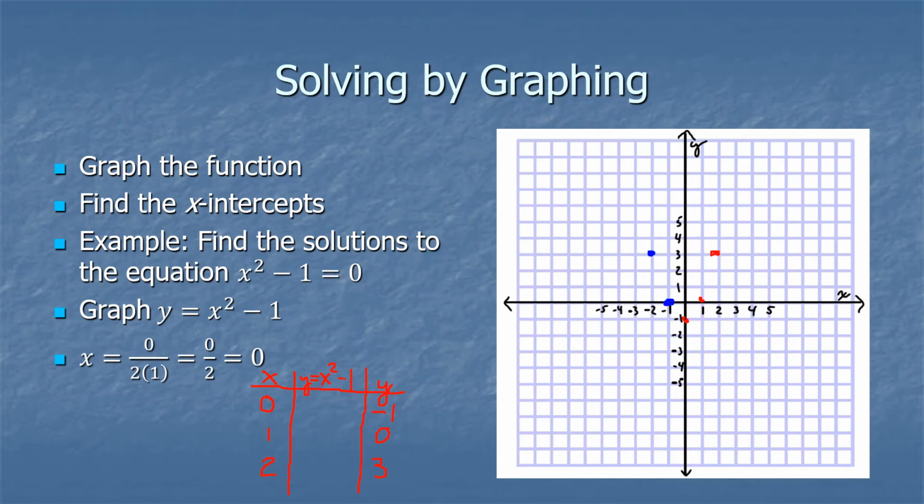At this point, I'll connect my dots in a curved fashion, parabola fashion. Put arrowheads on the end, label my function, and now try to find my roots. The roots, again, are where the graph crosses the x-axis. We have one here, and we have one here. So therefore, the answer to this equation is x equals negative 1 and 1.